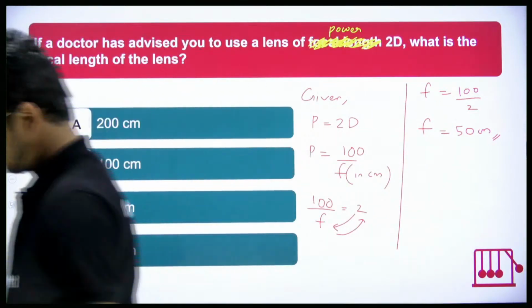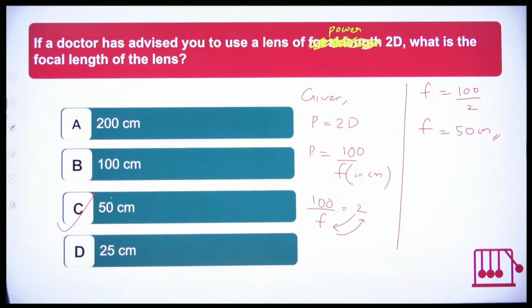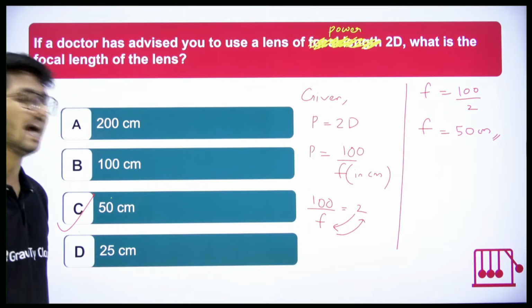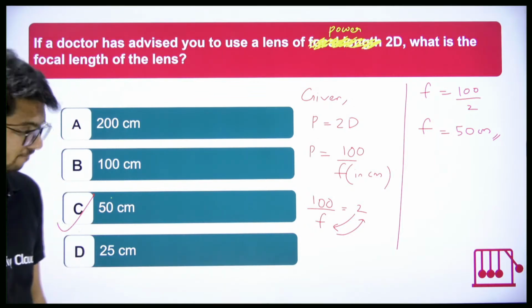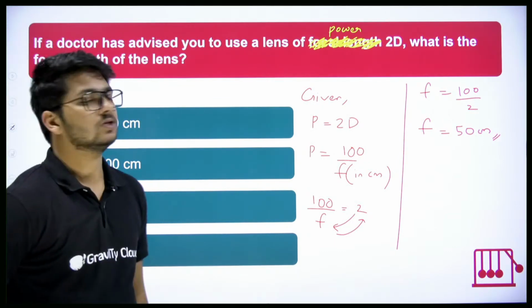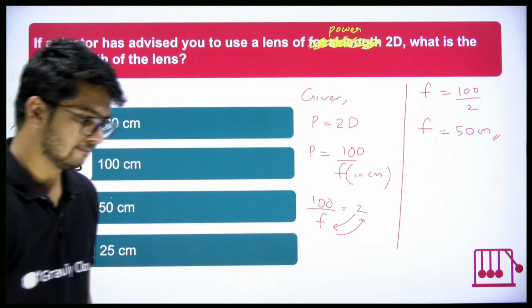Clear? Take it down, very simple. Quickly take that down. Given the information, use the formula for power, substitute, and we will get it. Done? So we got the focal length.